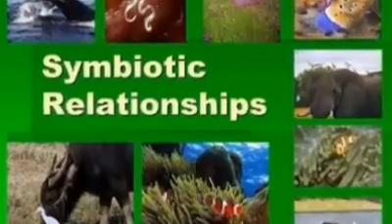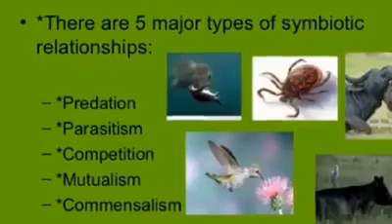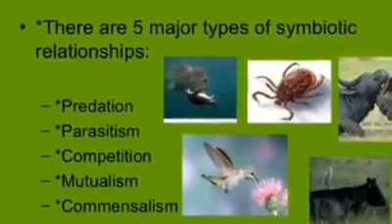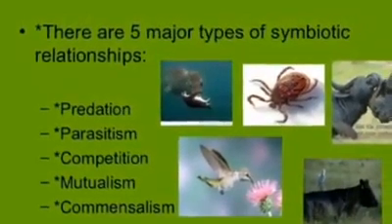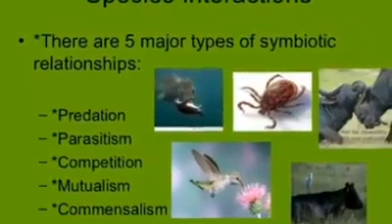Symbiotic relationships are a special type of interaction between species. So what is symbiosis? Symbiosis is a close relationship between two or more different species, or the act of living together. The 5 major types of symbiotic relationships are predation, parasitism, competition, mutualism, and commensalism.